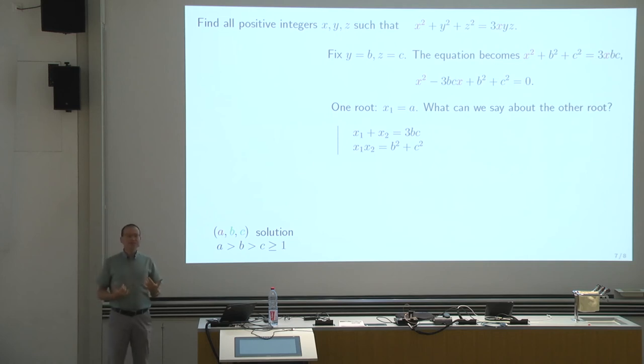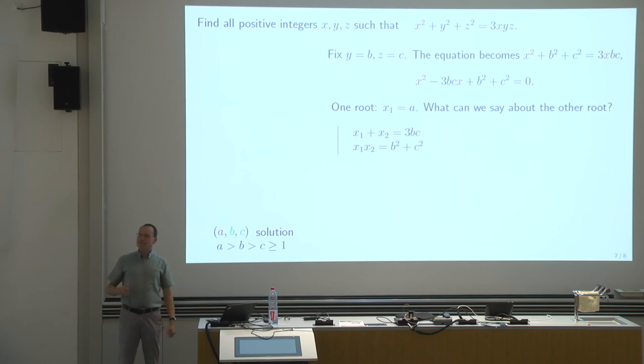What type of number is the second root? Look, the first root is a solution in positive integers. What type of number is the second root, x2? What can you say about it? Let me ask you this way. Is x2 necessarily an integer? Maybe this whole process is screwed up. Maybe you start with a solution in positive integers, but then when you fix B and C from A, maybe you get something like 7 over 11, which is not going to be useful for you.